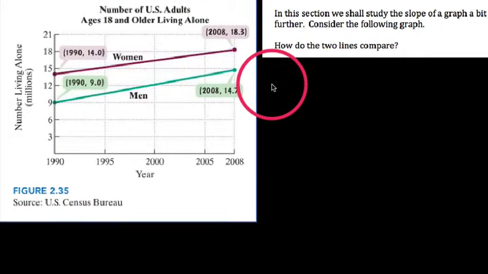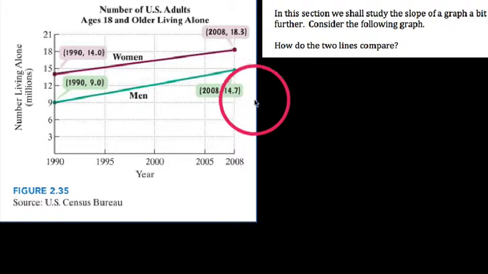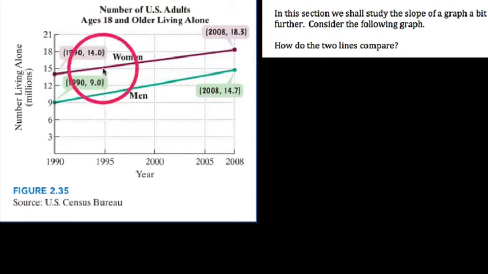Okay, YouTube, in this video we're going to explore the slope of lines further, specifically parallel and perpendicular lines. But we're going to start by considering this graphic that I have here. And I just want to bring up a point. It shows the number of U.S. adults ages 18 and older living alone. And you can see that we have two different sets of data here, one for men and one for women.